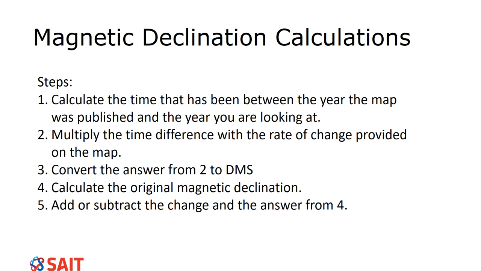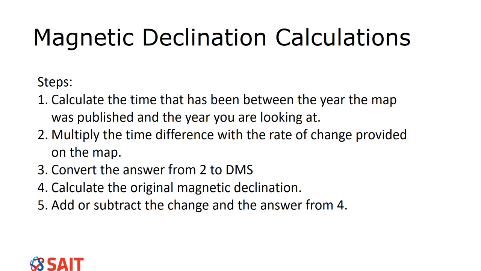So first of all, you calculate the time that has passed between the year of the map and the year you are looking at. So if your map was created in 2007 and it is now 2020, you're going to have 13 years. Then you're going to look at your map, and there's a little diagram that will show you, and I'll show you an example in the next slide. You're going to find the rate of change, and multiply it by that many years. That's going to give you the total amount of change.